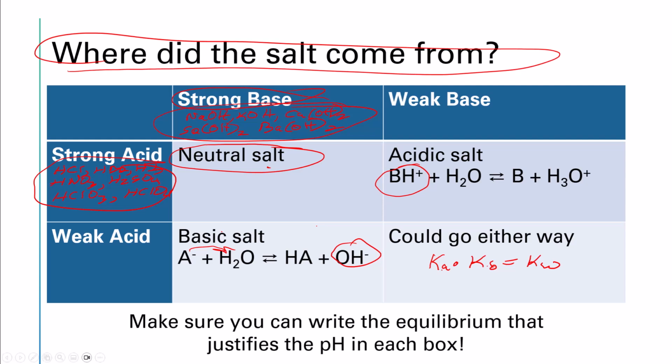Make sure you can write the equilibrium that justifies the pH in each box. Okay? All right. And here they are. For an acidic salt, you're donating a proton in an equilibrium. For a basic salt, you're hydrolyzing water.